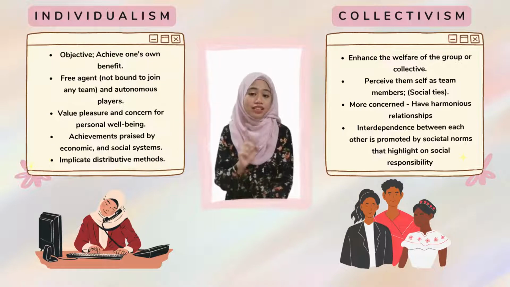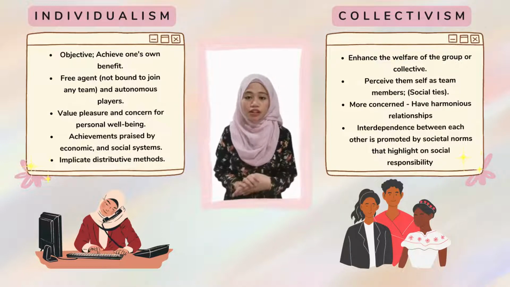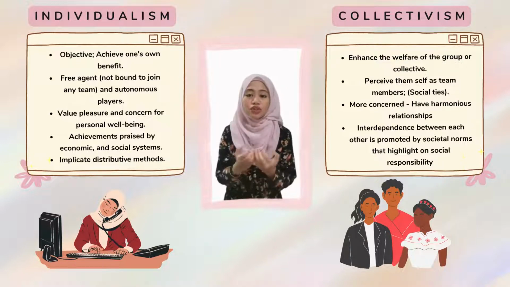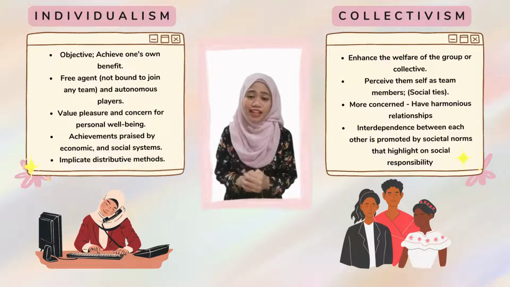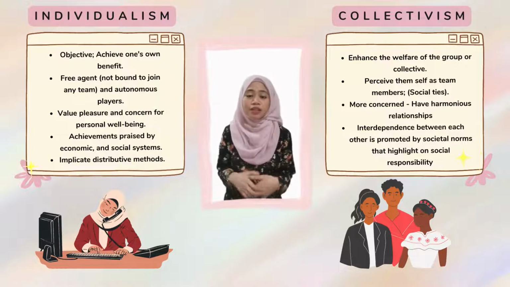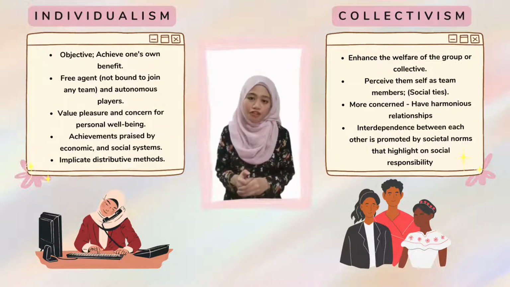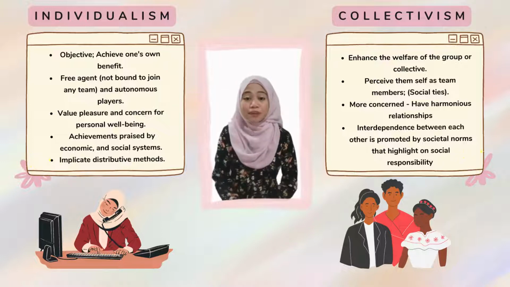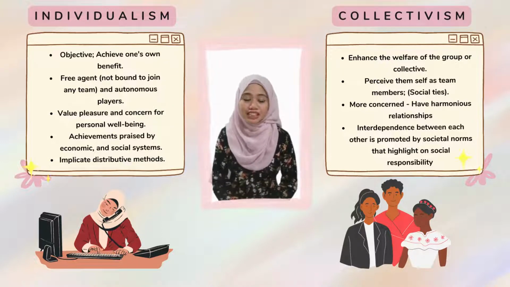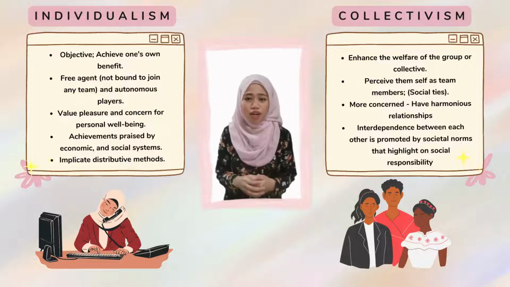Hi everyone! The first dimension of culture is individualism versus collectivism. For individualism, that is also called as competitor, the primary objective is to achieve your own benefit and maybe to make difference between your own self and the others. Usually, individualist people will consider themselves as free agent and autonomous player. Besides, they really value the seeking of pleasure and concern for their personal well-being. This is because individual culture demand on having influence and control over their surrounding. Not only that, the achievements are often praised by economic and the social system. Individualism implicates the use of distributive method. People who are more self-interested are more likely to engage in strategies that strengthen their negotiating power.